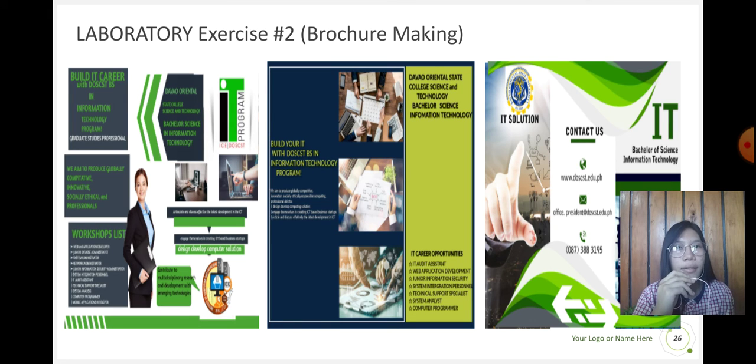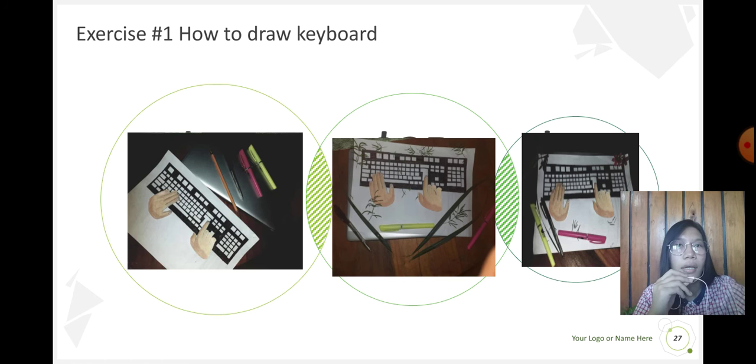This is my brochure making. And exercise number 1, how to draw. Wait a minute. And exercise number 1, how to draw. This is my drawing of a keyboard.